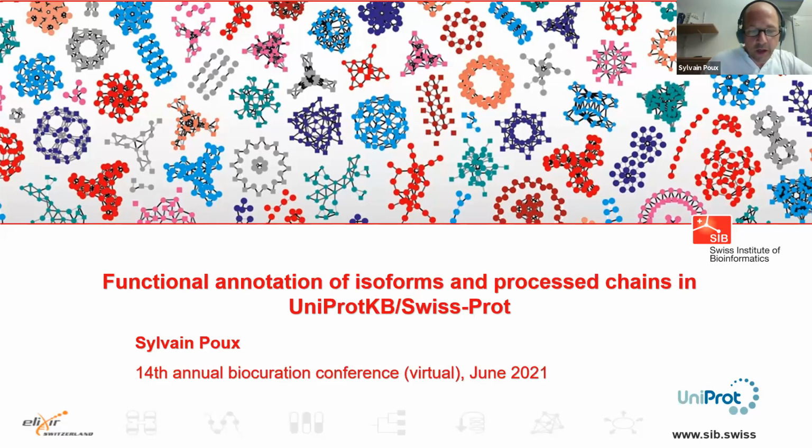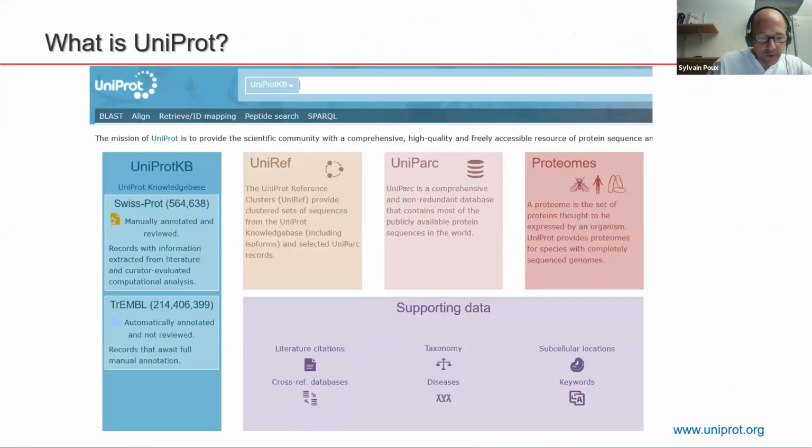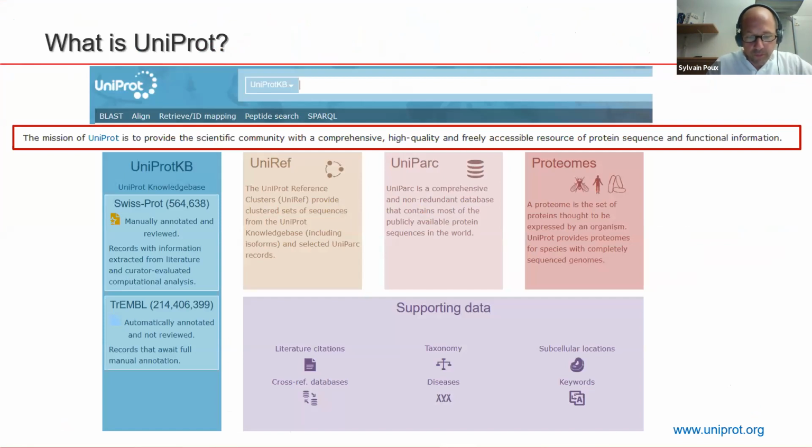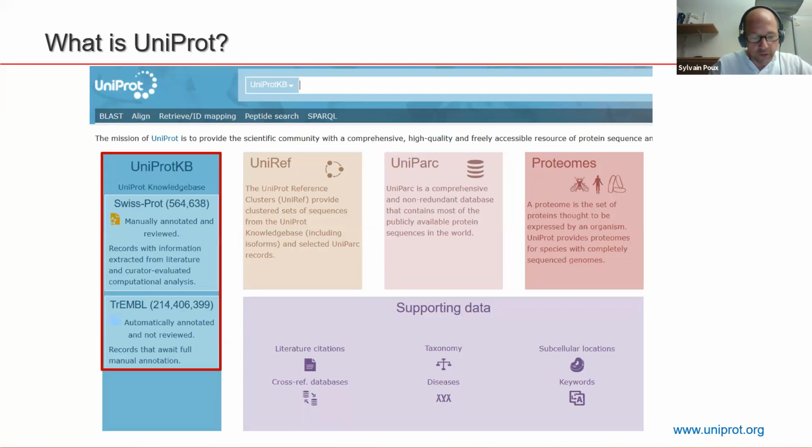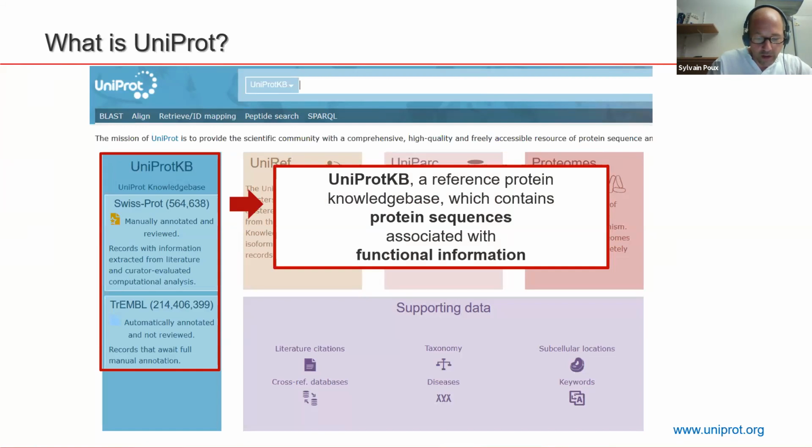First, I'd like to thank the organizers for the opportunity to talk about functional annotation of isoforms and processed chains in UniProtKB Swiss-Prot. The mission of UniProt, the Universal Protein Resource, is to provide the scientific community with a comprehensive, high quality and freely accessible resource of protein sequence and functional annotation. UniProt proposes different resources that I will not describe today, and I will be focusing on UniProtKB, the reference protein knowledge base, which contains protein sequences associated with functional information.